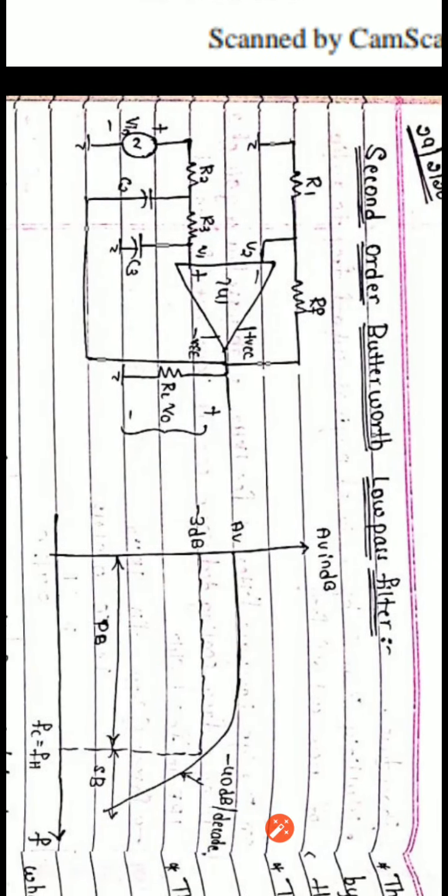So this is the graph which indicates that. The gain remains constant for the low frequency component. As soon as the cutoff frequency is reached for the input signal, the gain starts falling and reaches 0 at the rate of 40 dB per decade. So this is about the second order Butterworth low pass filter.